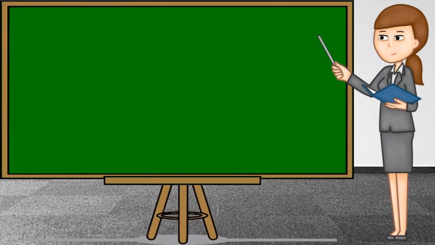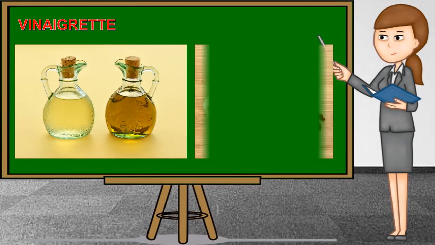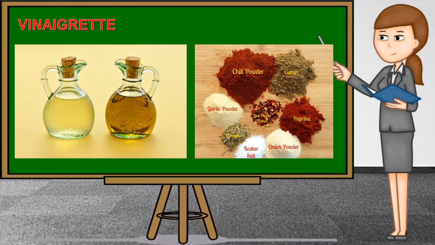The first salad dressing is vinaigrette. It is also known as French dressing. Traditional vinaigrette is a combination of vinegar and oil and seasonings. These ingredients are mixed together vigorously just before use. Vinaigrette also accentuates flavors and gives moisture to a salad. The recommended proportion of basic vinaigrette is 3 parts of oil to 1 part of vinegar.